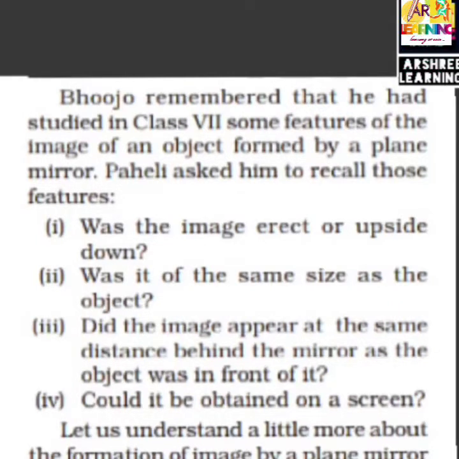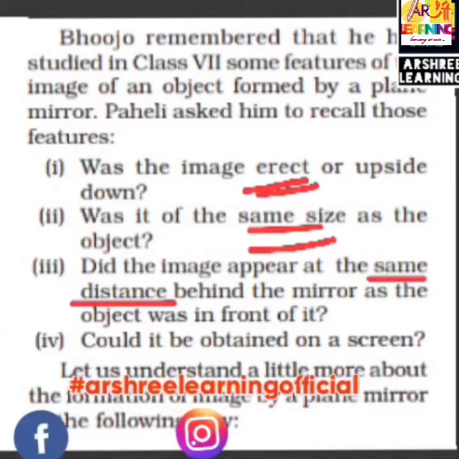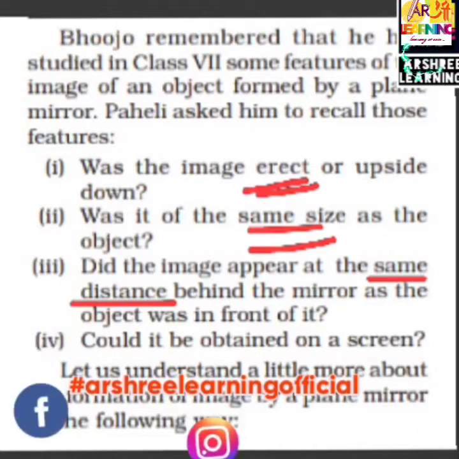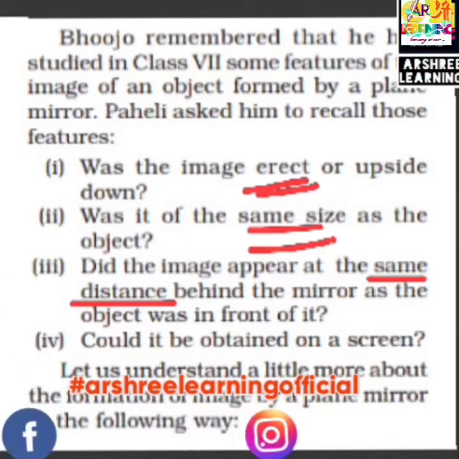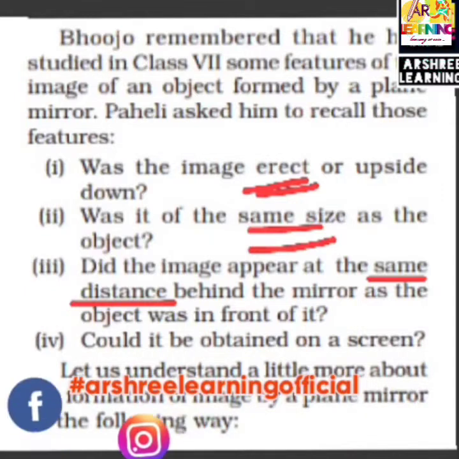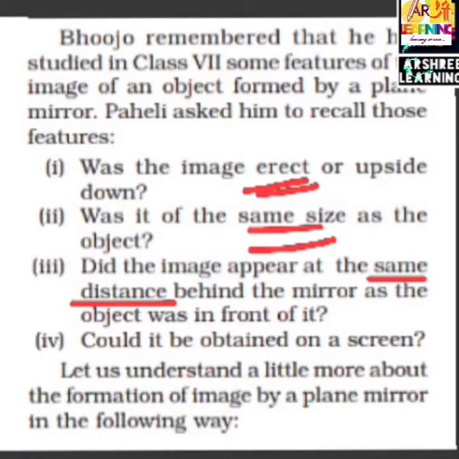The image is not upside down, and it is of the same size. These are the characteristics: it is erect, it is of the same size, and the image appears at the same distance. Same distance means if the object is kept 3 meters in front of a mirror, the image will be formed 3 meters behind the mirror. And could it be obtained on a screen? Can you touch the image formed by a plane mirror? The image which you see inside a plane mirror appears at the same distance behind the mirror, but you can't touch it. So that is not a real image, it is a virtual image.